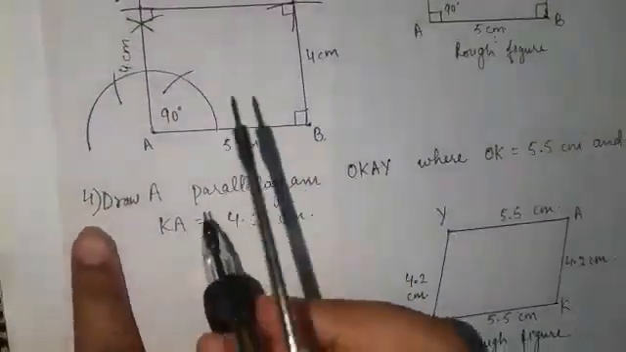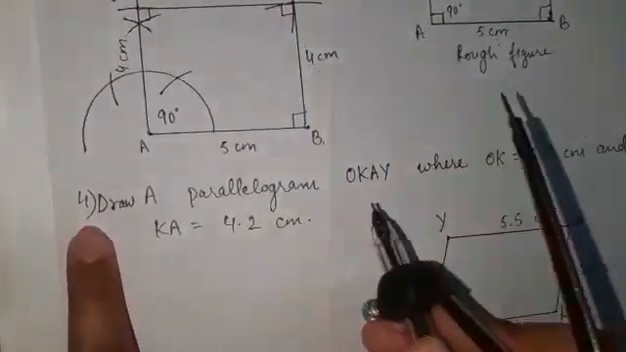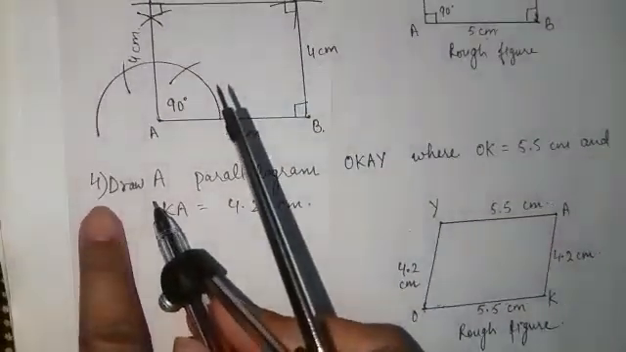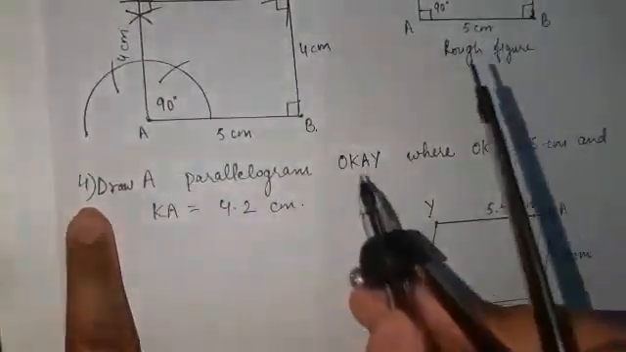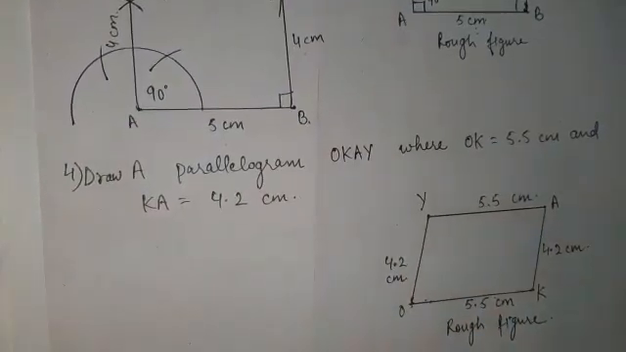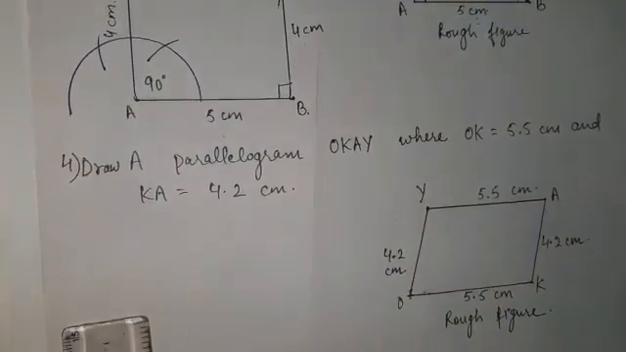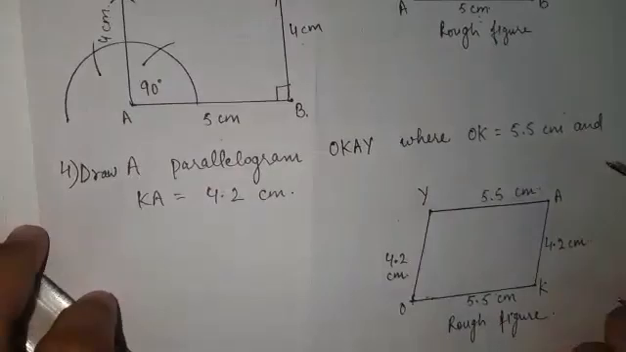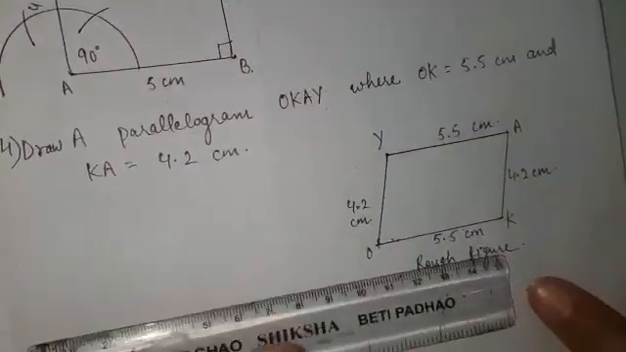But the question is, draw a parallelogram. That means we have to draw. They are not asking if it is possible or not. They are just telling us to draw the parallelogram. In this case, what should we do?